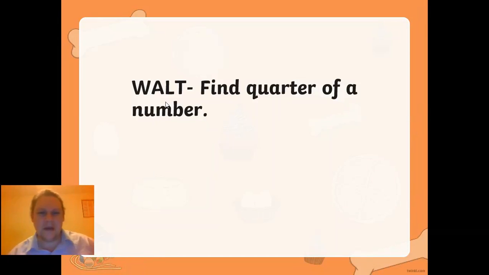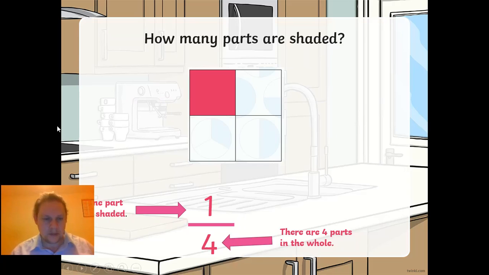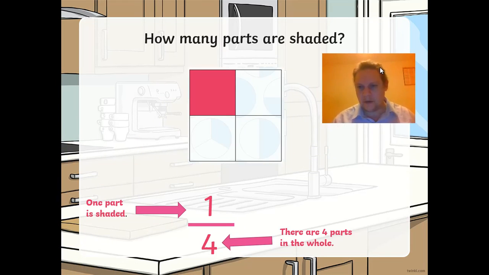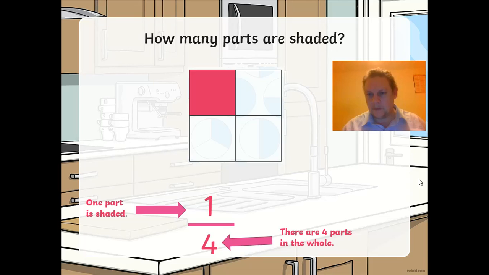Hello everyone, Mr. Shepherd here again with some more maths, and our learning focus for today is to find a quarter of a number. Very similar to what we were doing yesterday, finding a third. This time we are looking for a quarter. Now you'll recognise this, we've spoken about this before.